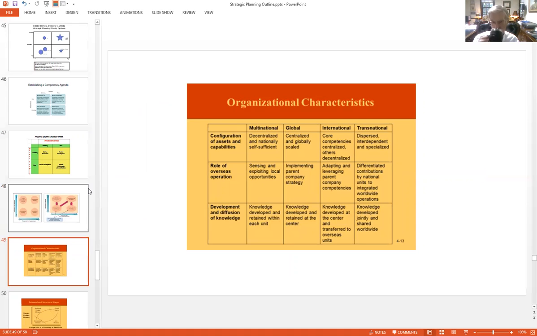So here's a little table that simply summarizes the characteristics of multinational, global, international, and transnational strategies. And I will leave it to you to look at this chart to appreciate that the configuration, the roles of overseas operations, and the way in which knowledge is acquired and disseminated differs in each one of those cases.